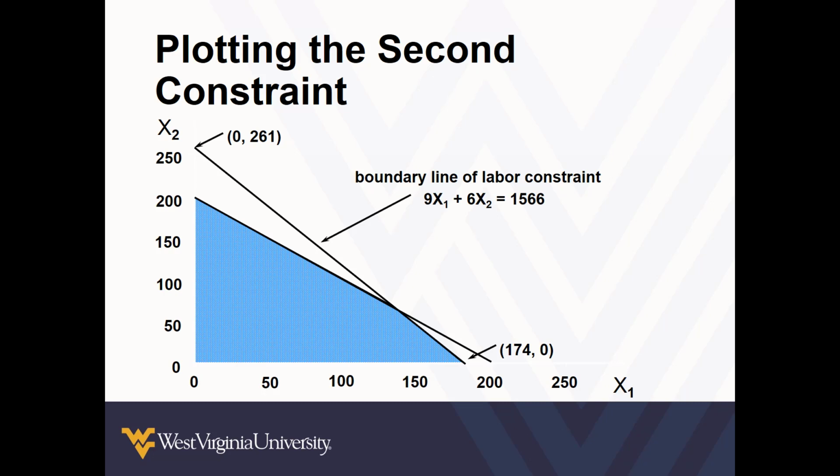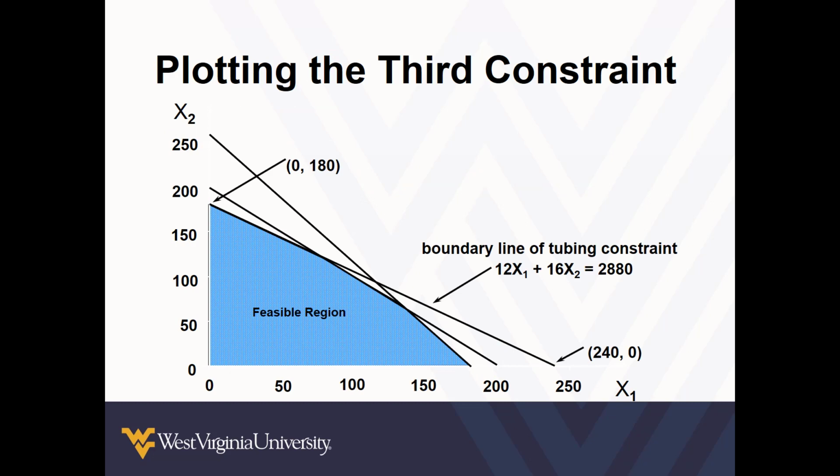What we're seeing is that our feasible area is getting smaller and smaller. Let's add that third constraint of the tubing. The tubing cuts off a little bit more of the feasible region for the Hydrolux, but not so much for the Aquaspa, but it still has an effect on that feasible region.